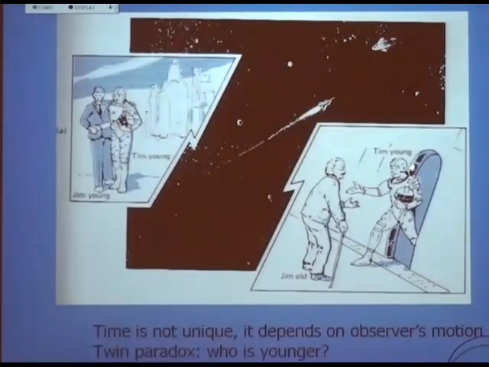The paradox is that you could think that Tim on the spaceship could think, I'm not moving. The Earth is moving away and coming back. And therefore, Jim should be younger than me. That's the paradox. Why is Tim younger and not Jim? Because from their different points of view, each should say the other guy should be younger. And the answer turns out to be that it's Tim who will be younger.